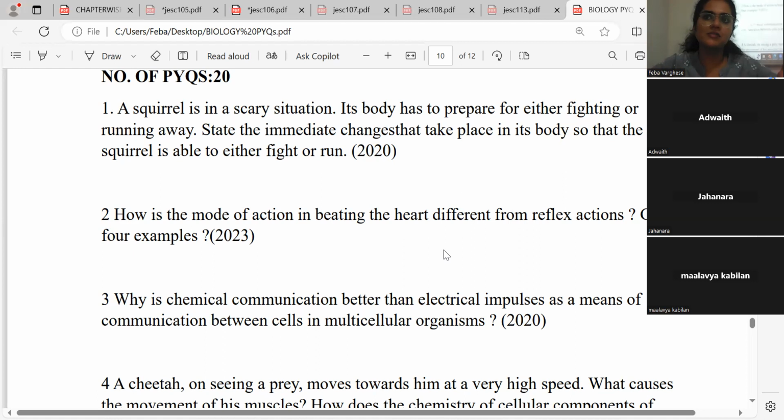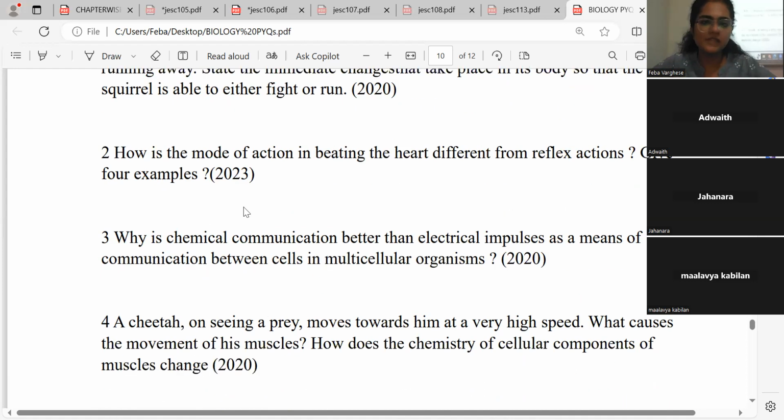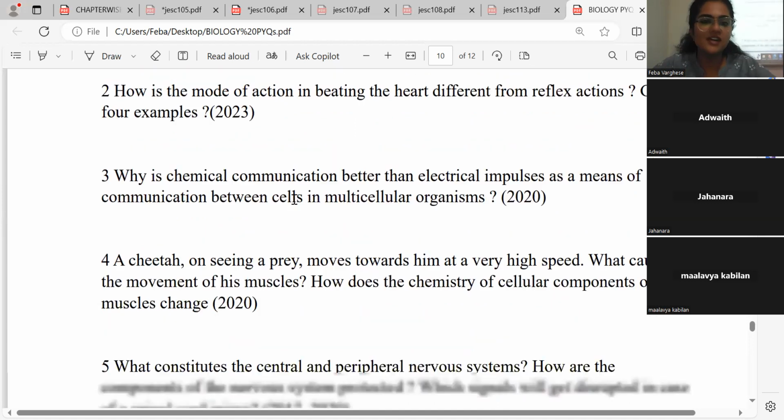Give any 4 examples of reflex action and the normal case of heartbeat, like how it's varied. In reflex action, the heartbeat can get increased, whereas in the normal cases, the heartbeat is not going to increase that much. There is a constant rhythm which is maintained. In such a way, you can explain. Already this question was asked in the previous year.